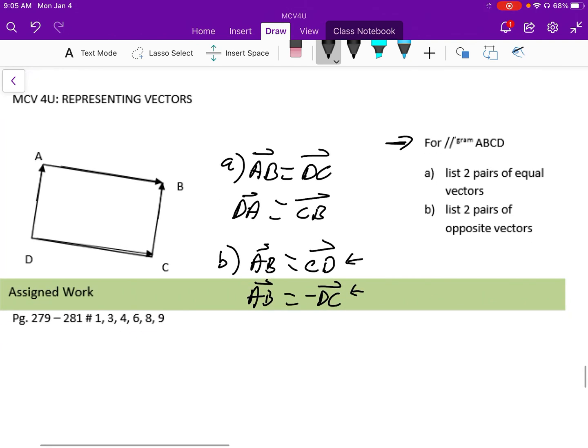If we use vector DA, we know the opposite to DA would be vector BC. Or again, we could use negative vector CB. Okay, so try your hand at these. Take a look at the textbook questions listed here and work through those.